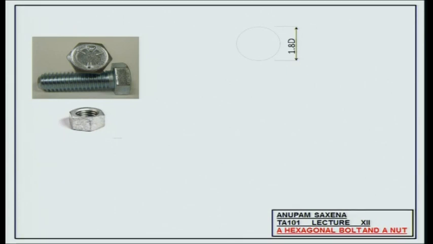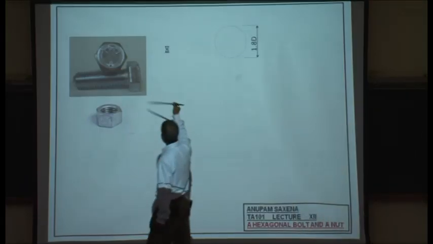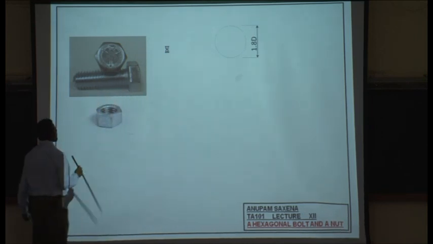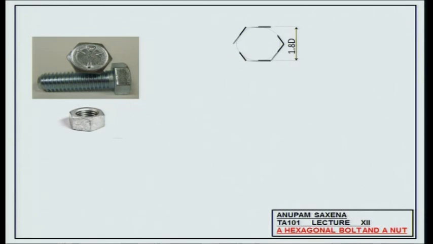Start with the top view. Imagine that you are looking at the bolt from this direction in the top view. Start with a circle of 1.8 times d, where d is the diameter of the shank. Draw a hexagon. The vertex to vertex distance is 2 times d, the face to face distance is 1.8 times d.